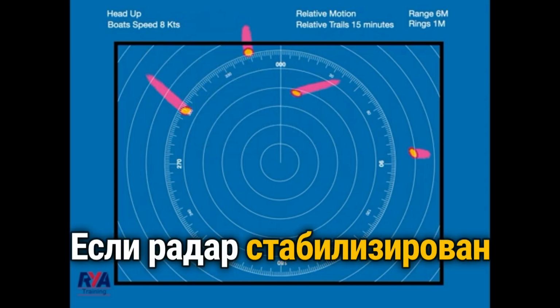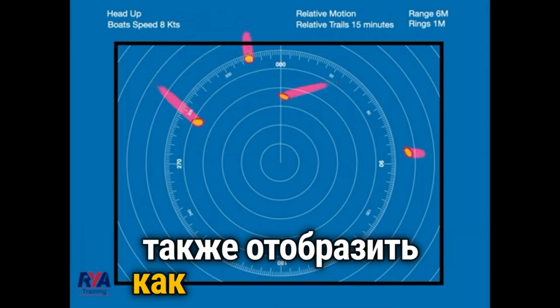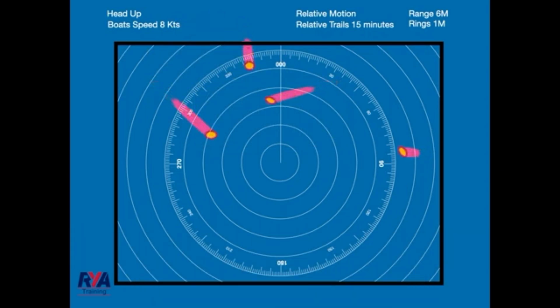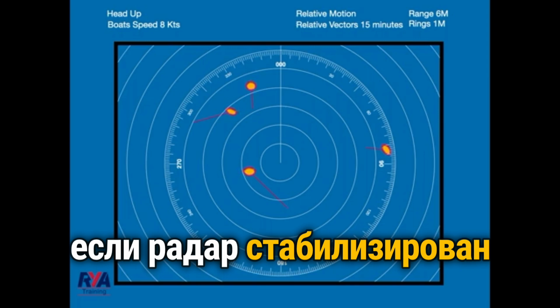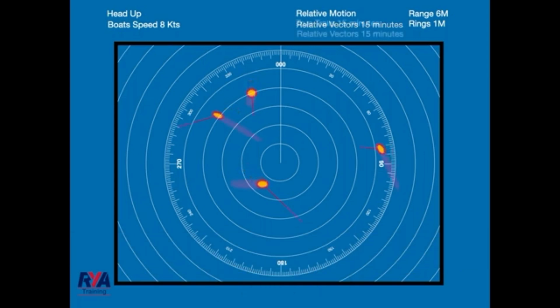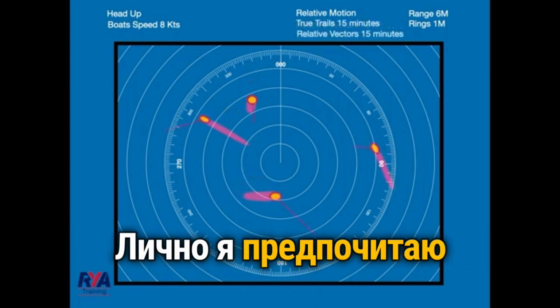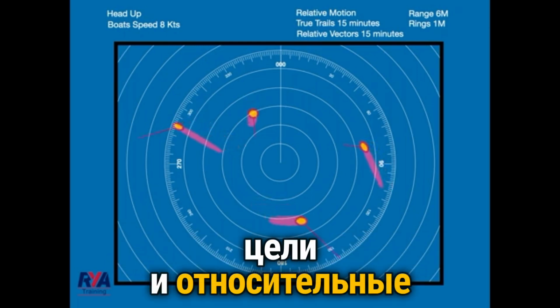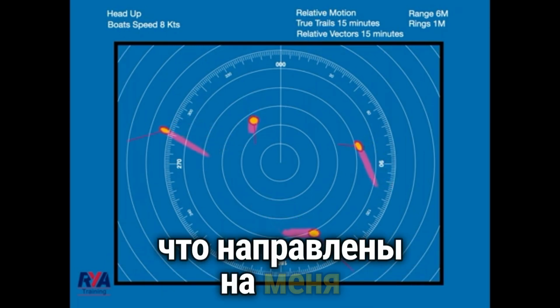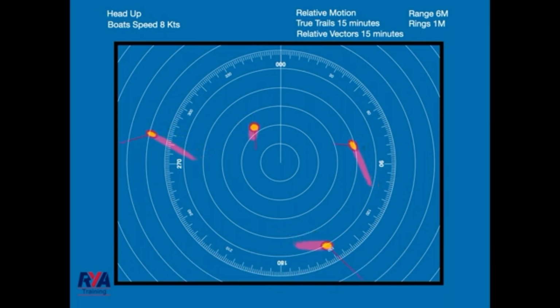If the radar is stabilised, this trail could also be shown as a relative vector. Both trails and vectors can be set to true or relative if the radar is stabilised with heading, speed and GPS data. My personal preference is true trails, showing the true wake of the target, and relative vectors, meaning those pointing at me are the ones to prioritise.